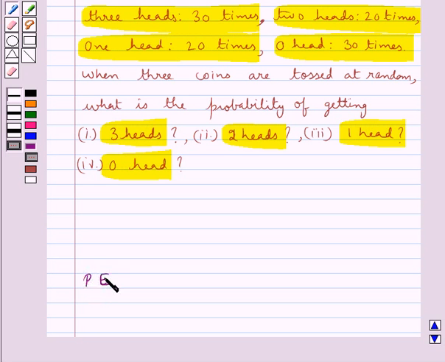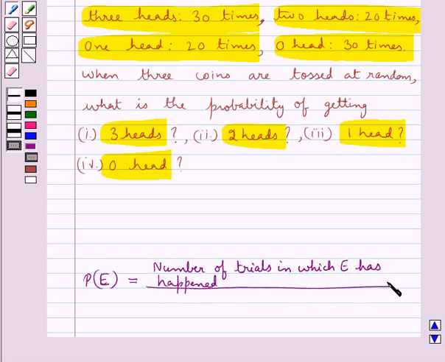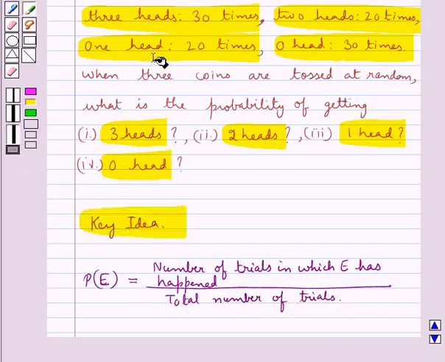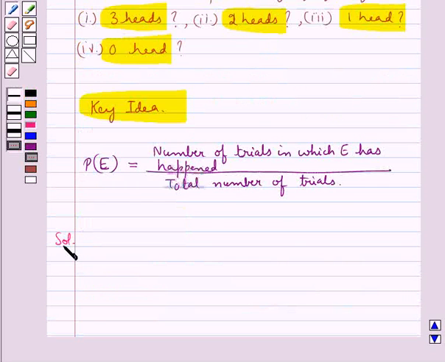Before we move on to the solution, let's recall the formula to calculate the probability of an event E, given by P(E), and this is equal to the number of trials in which E has happened upon the total number of trials. This is the key idea to be used for this question. Now we proceed with the solution.